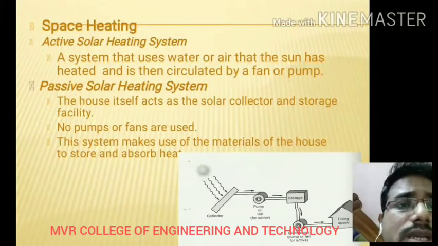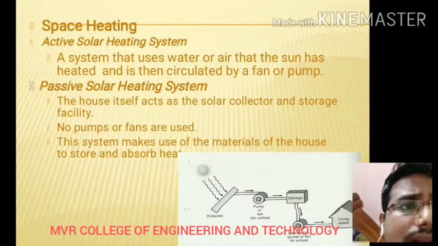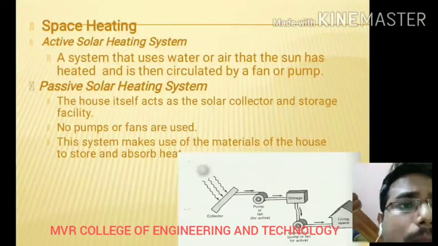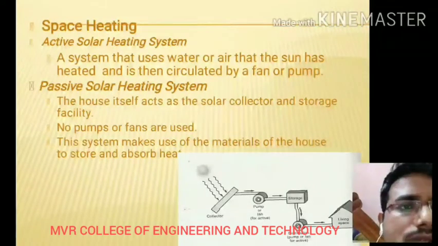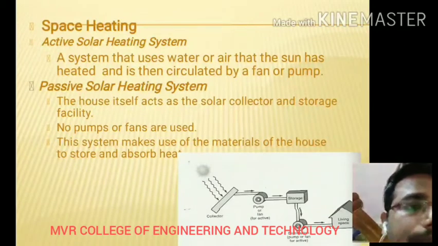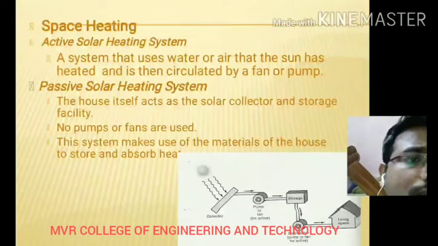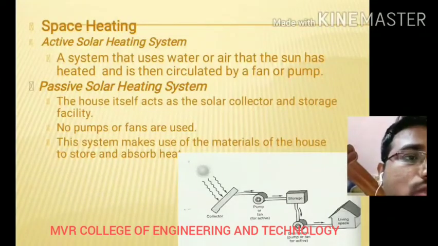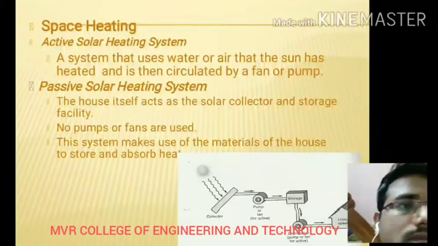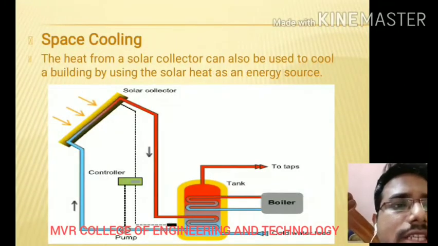And next one is the passive solar heating system. So the house itself acts as a solar collector and a storage facility. No pumps or fans are used. This system makes use of the materials of the house to store and absorb the heat. You can see here this collector. Through the collector the water will be pumped through the storage and distributed into the living space. And there is space cooling here.